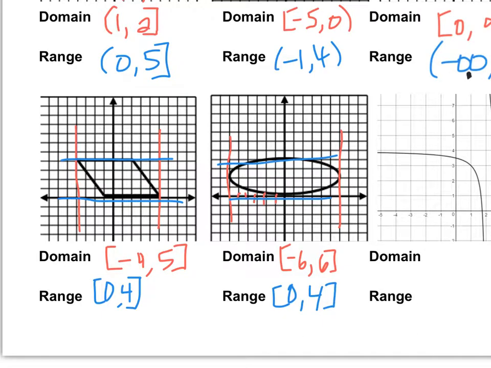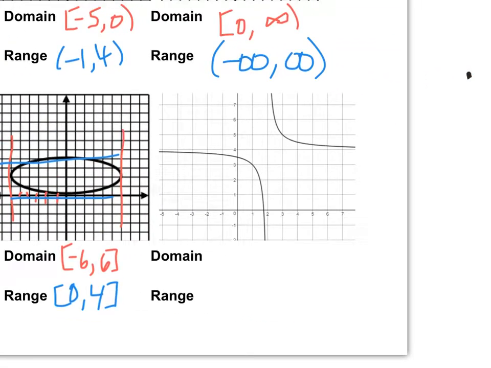Last, we have a rational function graph. These have asymptotes on here. I haven't actually drawn the asymptotes. So what you want to do is look at the very edges of your graphs and see what they're getting close to. So they're getting close there, and then the bottom, and I've drawn in my asymptotes.